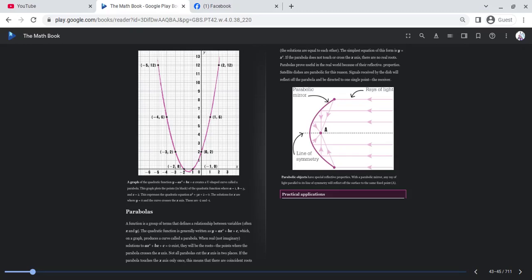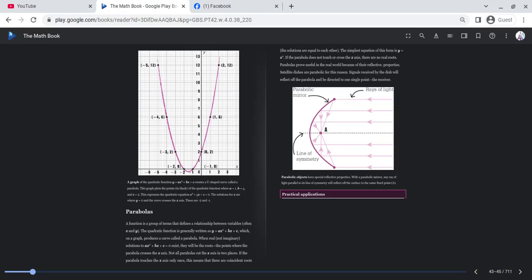Parabolas. A function is a group of terms that defines a relationship between variables, often x and y. The quadratic function is generally written as y equals ax squared plus bx plus c, which on a graph produces a curve called a parabola. When real, not imaginary, solutions to ax squared plus bx plus c equals 0 exist, they will be the points where the parabola crosses the x-axis. Not all parabolas cut the x-axis in two places. If the parabola touches the x-axis only once, this means that there are coincident roots. The solutions are equal to each other. The simplest equation of this form is y equals x squared. If the parabola does not cross the x-axis, there are no real roots.